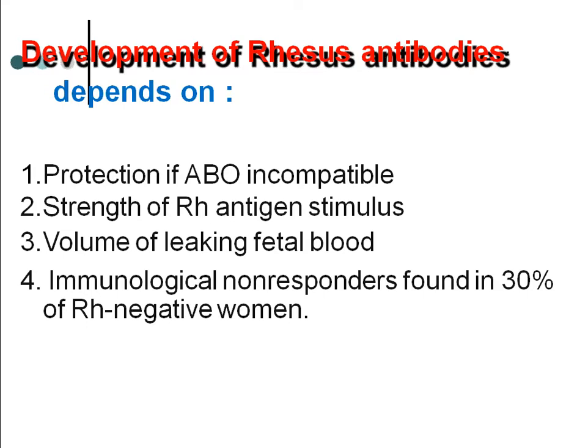Secondly, what is the strength of the Rh antigen? All the Rh antigens present over the RBC are not of the same antigenicity. Some are strong, some are weak. So it depends upon the antigenicity of this antigen, that means how strong the stimulus is. Next is how much Rh positive blood has gone into the Rh negative mother. If it is very small, it may not give rise to this. Or if the amount is too much, then she develops this problem.